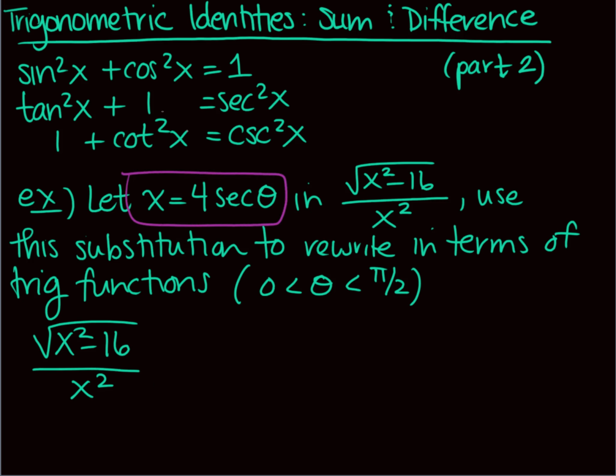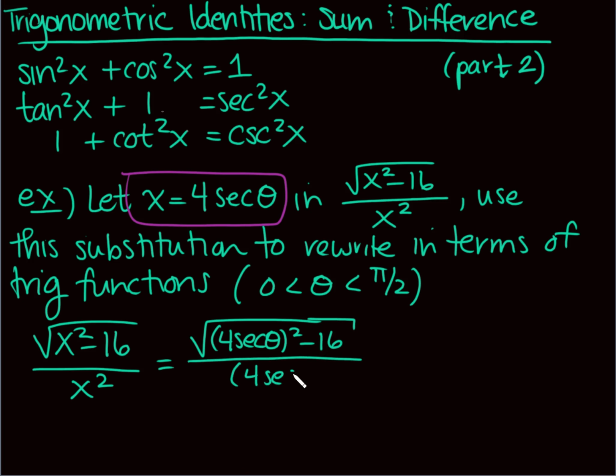Everywhere I see an x, I'm just going to put 4 secant of theta. So I have 4 secant theta squared minus 16 all over the square root of the quantity 4 secant of theta squared minus 16. Don't you dare cancel those 4 secant thetas. You cannot do that. You can't cancel that because of the square root, and you can't cancel it because of the minus. You just can't do it.